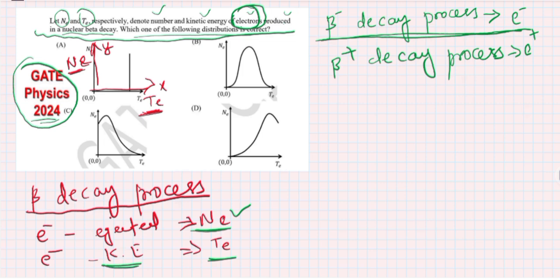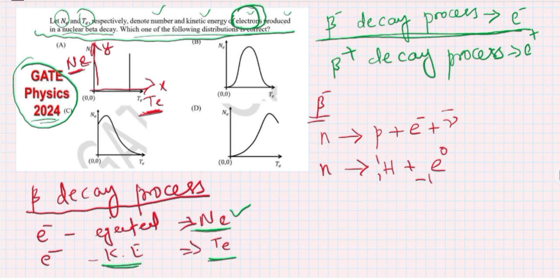In the beta minus decay process, one neutron is converted into one proton plus an electron, and an antineutrino is released. This equation can also be written as 1H1 plus e minus 1 0 plus antineutrino, written as nu bar.